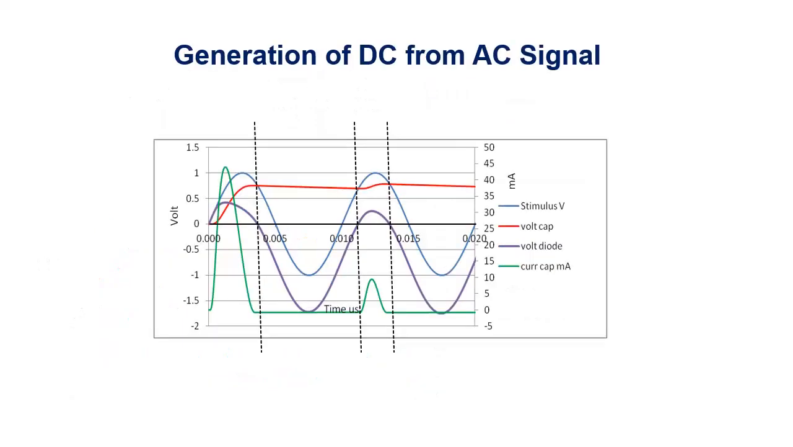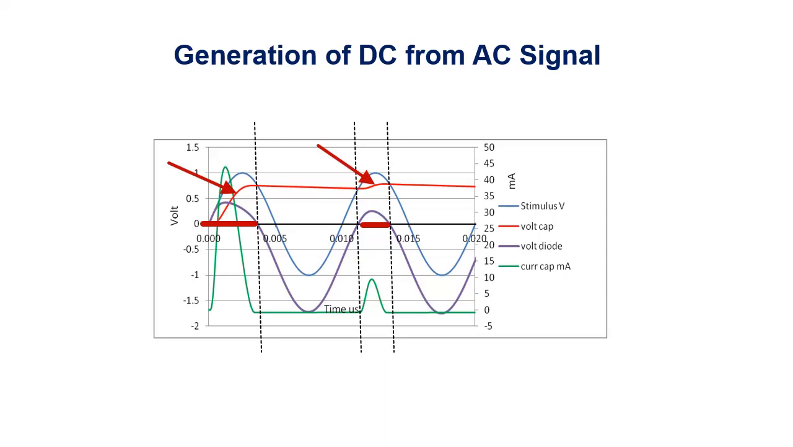Let us take a closer look into the working of the circuit. In addition to the 3 parameters shown earlier, we have added the voltage across the diode in the plot. We notice the diode is forward biased only during the periods of time shown. When the diode is forward biased, substantial current is flowing to charge the capacitor.